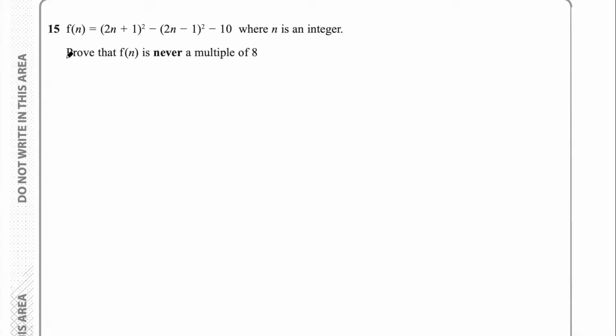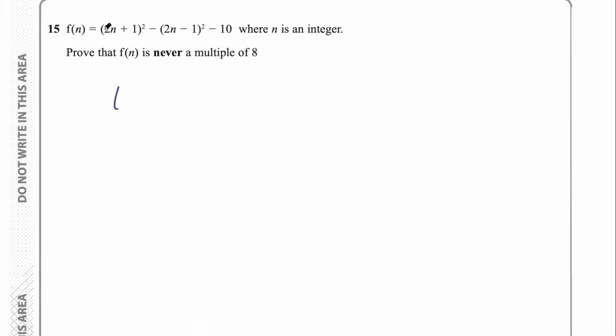Question 15 gives us a function f(n) equals (2n plus 1) squared minus (2n minus 1) squared minus 10, where n is an integer, and it says prove that f(n) is never a multiple of 8. There are divisibility rules for 8. I'm not sure if they're going to help us here, so I'm just going to start by simplifying this and see what we end up with.